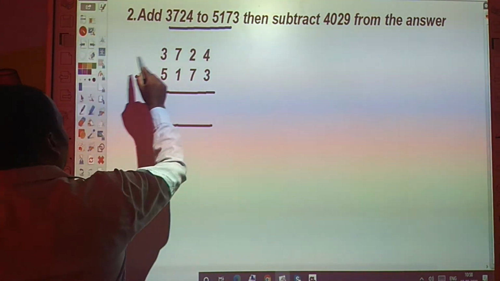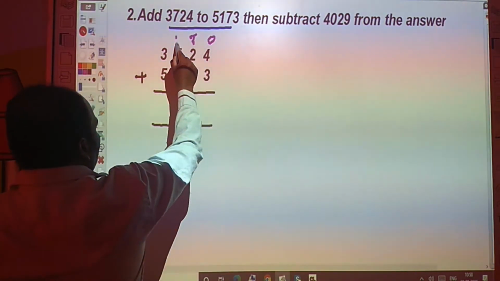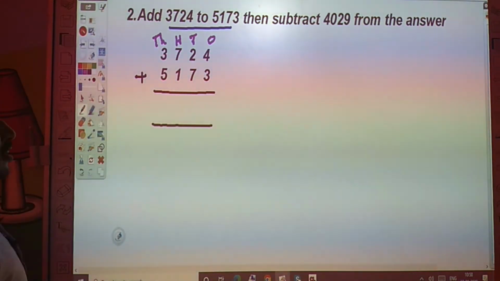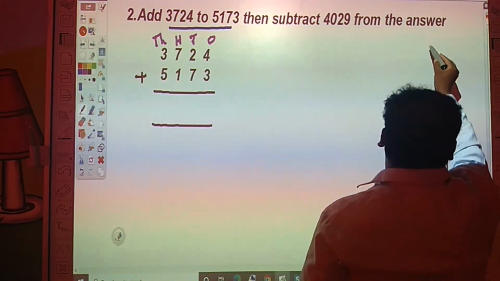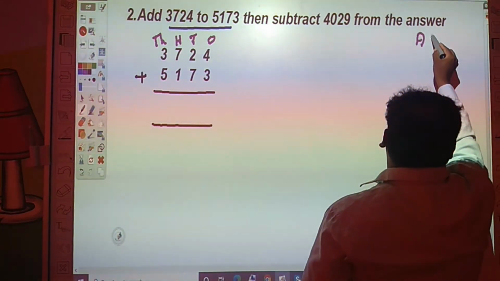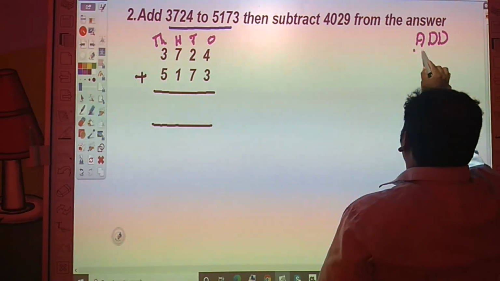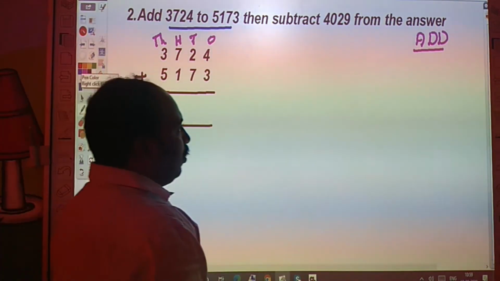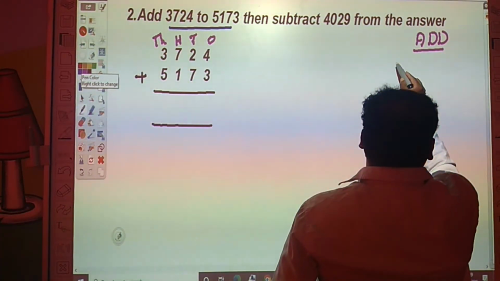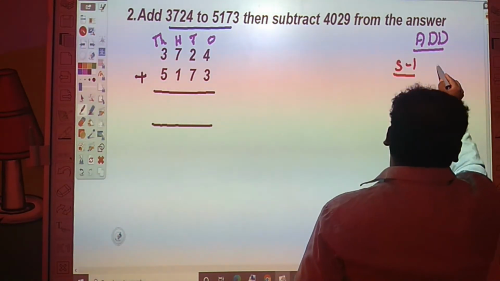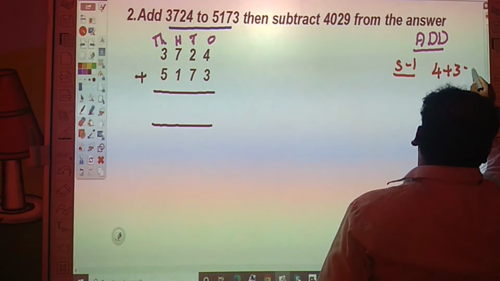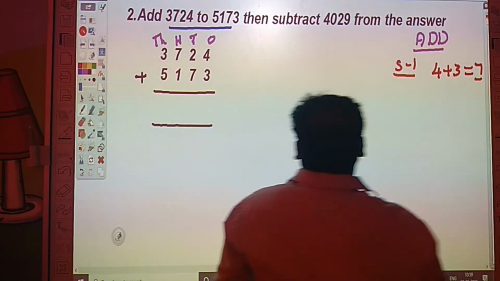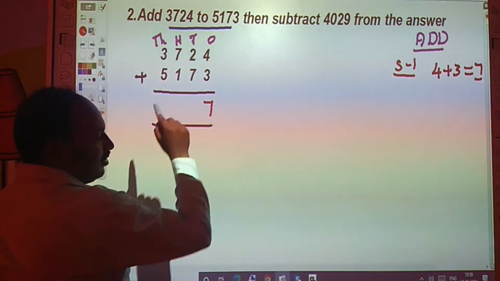Take the place value: ones, tens, hundreds and thousands. We want to add. Step 1: first we add the ones place. 4 plus 3 is equal to 7. The number 7 is written in the ones place.